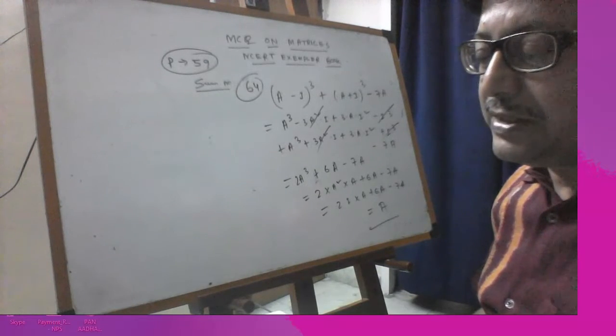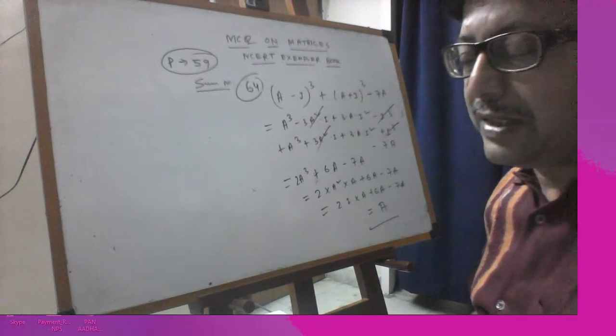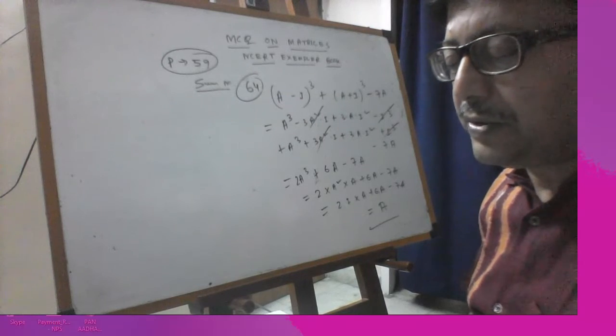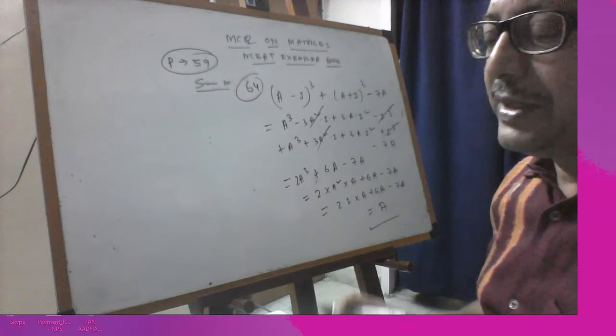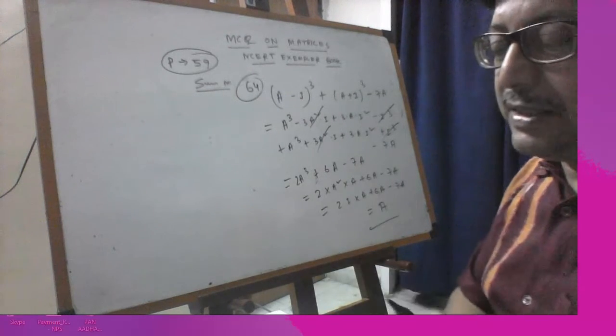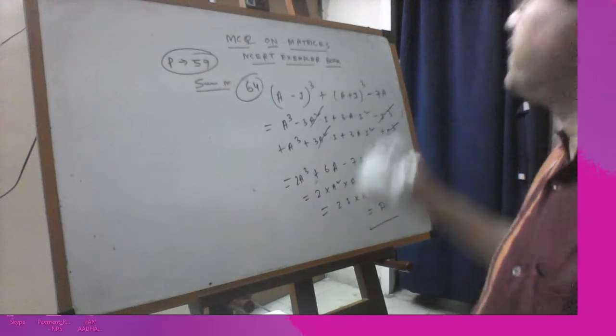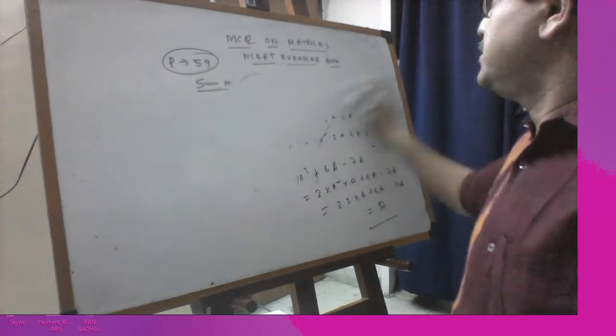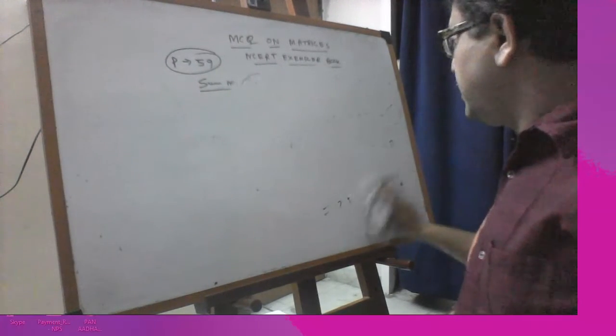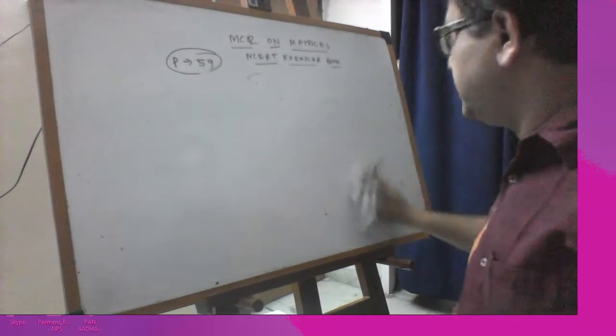65, for any two matrices we have AB not equal to BA, that's not true. AB equal to BA, not true. AB may or may not be a zero matrix. So for 65 I suggest the answer is D here. Now the other option is correct.